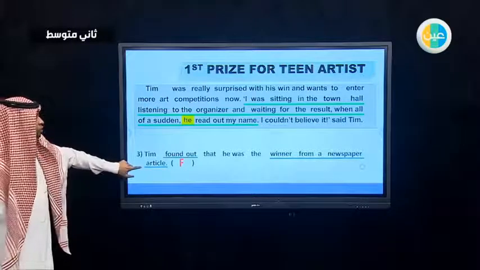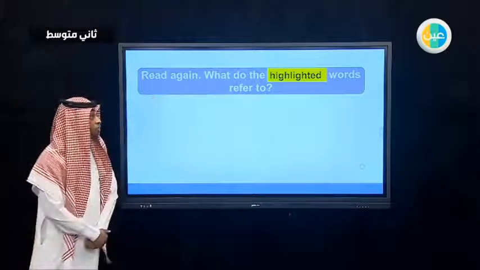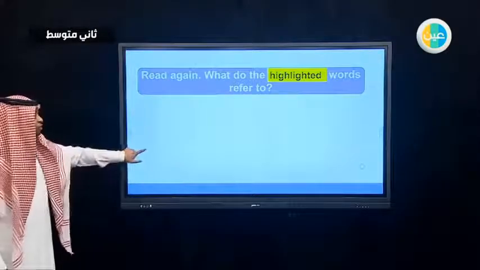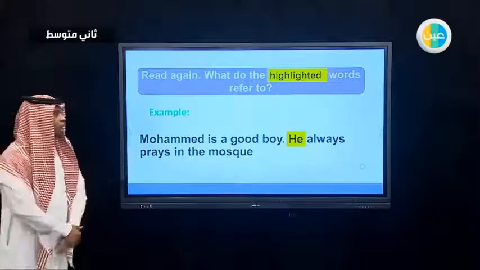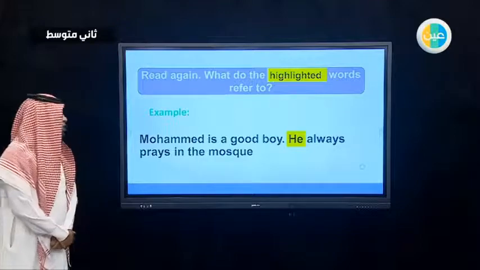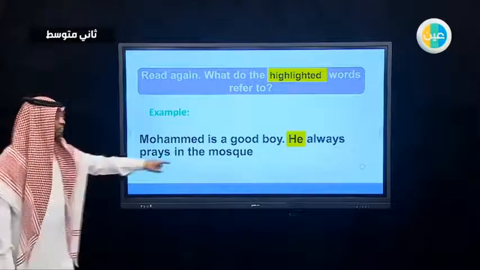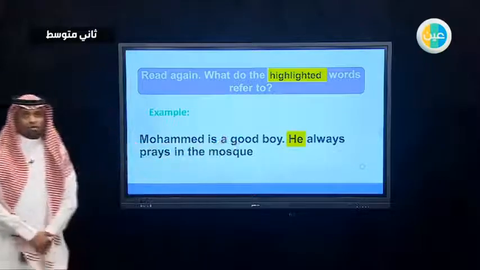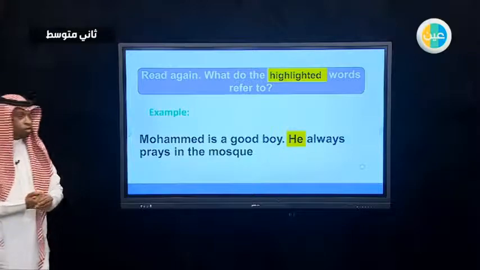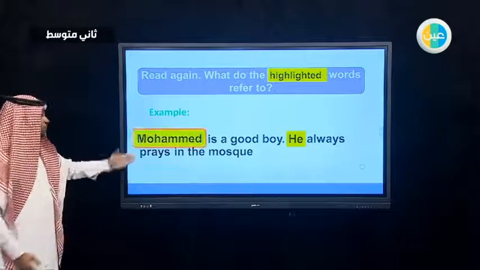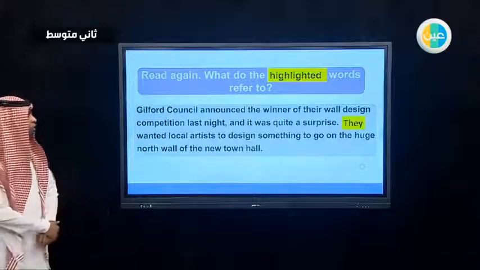Okay, now let's move to the next one here. Read again. What do the highlighted words refer to? This is an example. I will give you an example for this one. Muhammad is a good boy. He always prays in the mosque. What do you think about this one? What does he refer to? What do you think he referred to? What does he mean, in another word? It means Muhammad. Now let's move to the next one here.